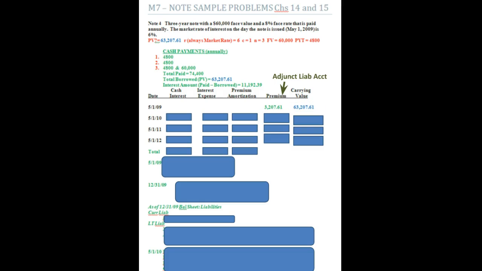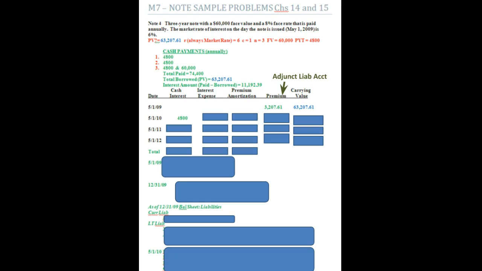So you answered it as 63. So there it is. There's the carrying value. So in your notes, what I would do, I would write 60,000 right here. So 60,000 is the face value, and so you add in the premium account, and that's how you get to the 63,207. All right, so now we just work through the chart.